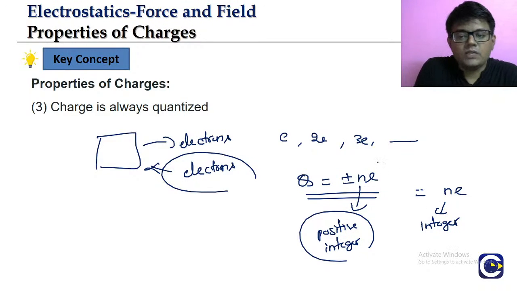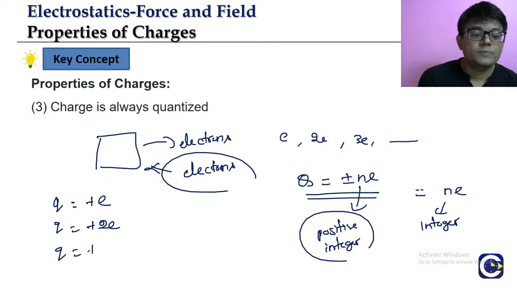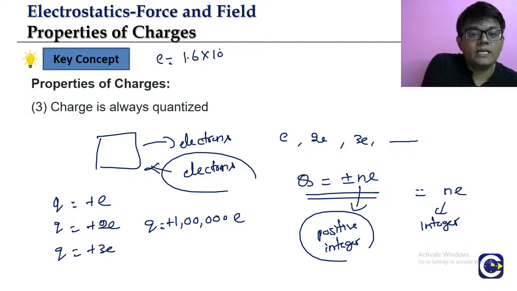Okay? So if we look at it this way, if it is losing 1 electron, the charge will be what? Plus e. Losing 2 electrons means the charge will be what? Plus 2 into e. Losing 3 electrons means charge will be what? Losing 1 lakh electrons means what? Plus 1 lakh into e. E is what? Basic charge. Its value is 1.6 into 10 power minus 19 coulombs.